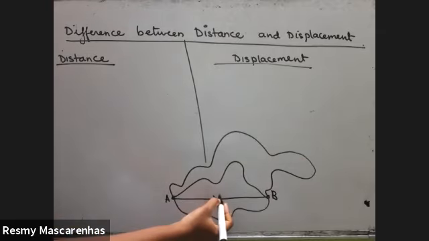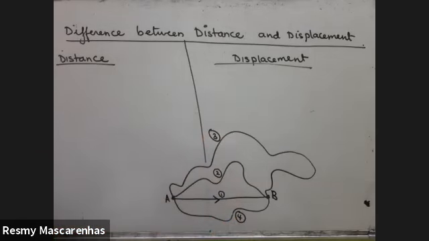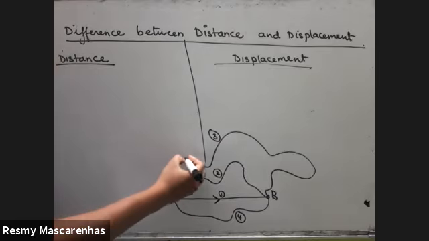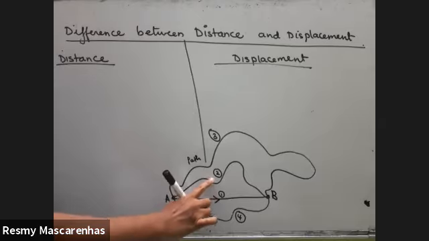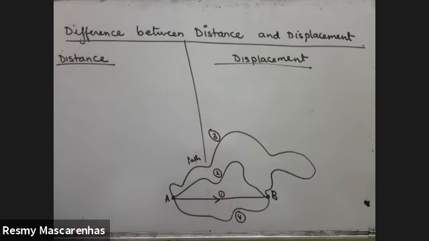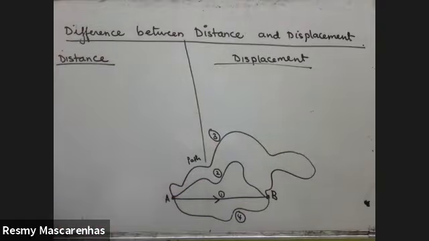So consider this is path 1, this is path 2, this is path 3. Suppose 4 people have traveled from point A to point B in their own ways. Now, what is distance? Distance is nothing but the path. Path means the way the person has taken. So this is path 1, path 2, path 3 and path 4. Distance means however much path length he has taken to reach from A to B.